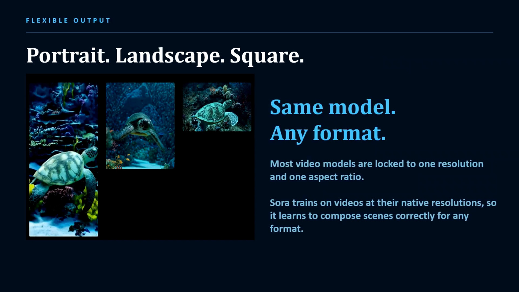Most video models are locked to one resolution. Sora isn't. Portrait, landscape, square, short clip or one-minute film. The same model handles all of it. This works because Sora trains on videos at their native resolutions, so it learns to compose scenes correctly for each format.